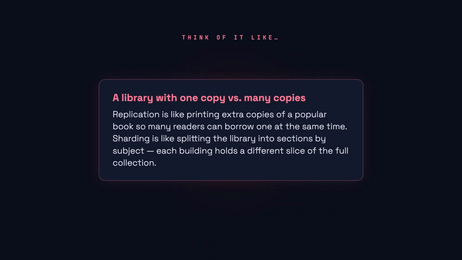Think about a busy library. If there is only one copy of a bestseller, readers must queue. Printing more copies solves the waiting problem, that is replication. But if the library itself overflows with books, no amount of extra copies helps. You need to divide the entire collection across multiple buildings, each responsible for its own section. That division is sharding. Both problems are real, and both solutions are often used together.